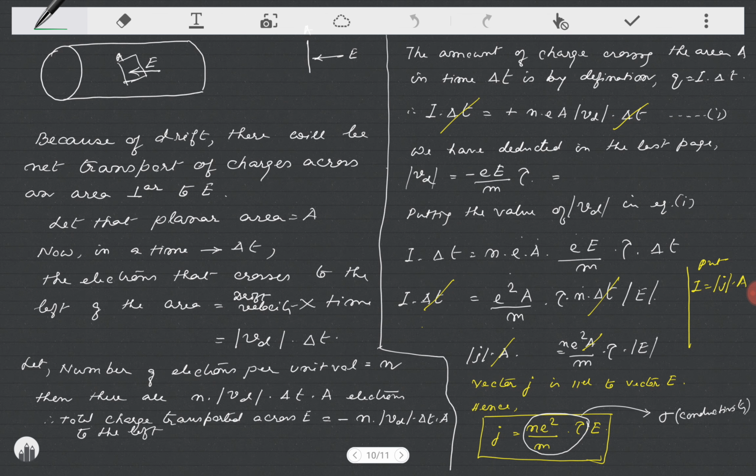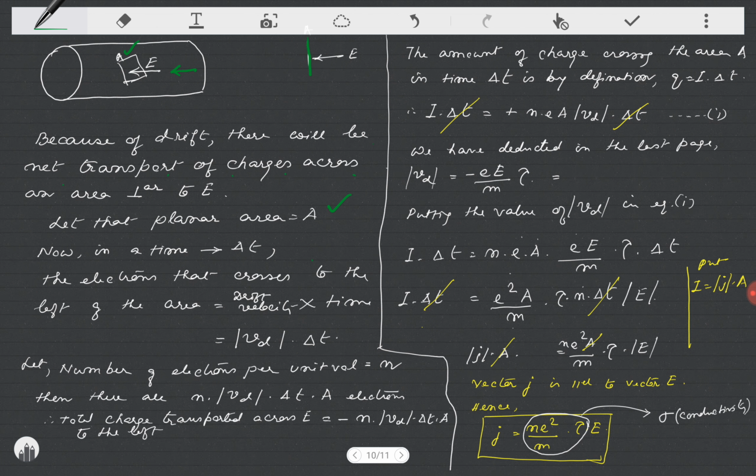So this is the conductor. The electric field E is passing through the conductor, in this direction. This is the direction of the electric field, and let us take an area which is 90 degrees to the electric field. Now because of drift, there will be a net transport of charges across an area perpendicular. Let that planar area be A.